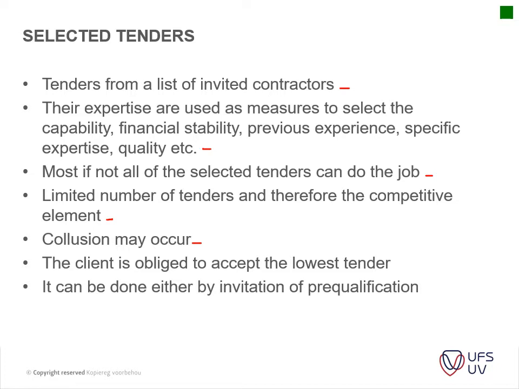Collusion may occur. Remember the 2010 soccer stadiums, where there were only a few contractors that could actually build those types of stadiums, and there was collusion that actually took place. The client is obliged to accept the lowest tender because the contractors were already shortlisted. So in essence, all of these contractors can actually do the work. It can be done either by invitation or pre-qualification.